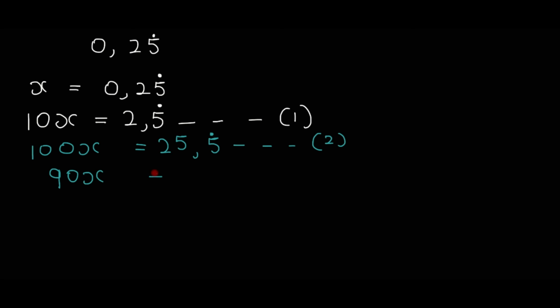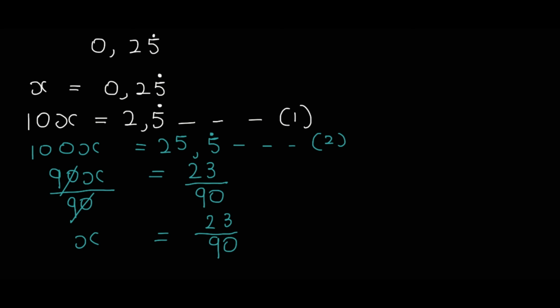and then 90x is equals to 25.5 and then minus 2.5 and then alpha 23, and then from there solve for x. So 90 and 90 cancel, then x is equals to 23 over 90. So this is our answer.